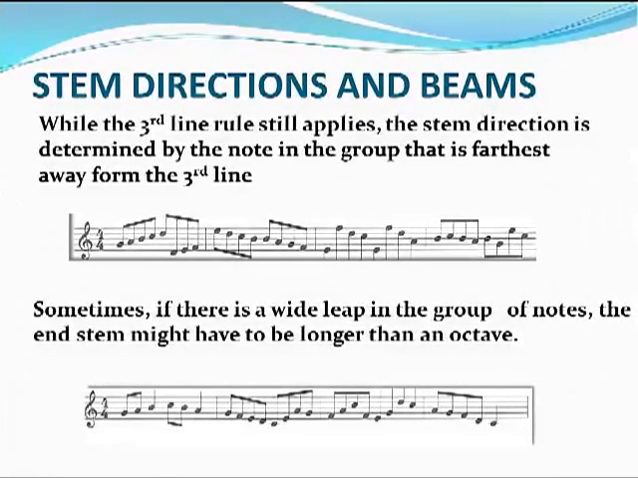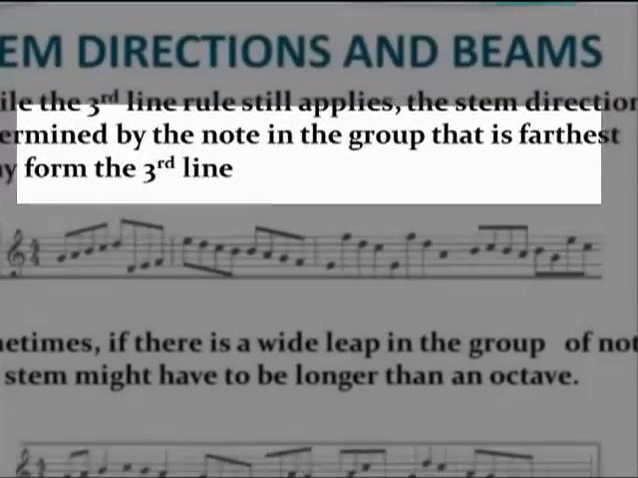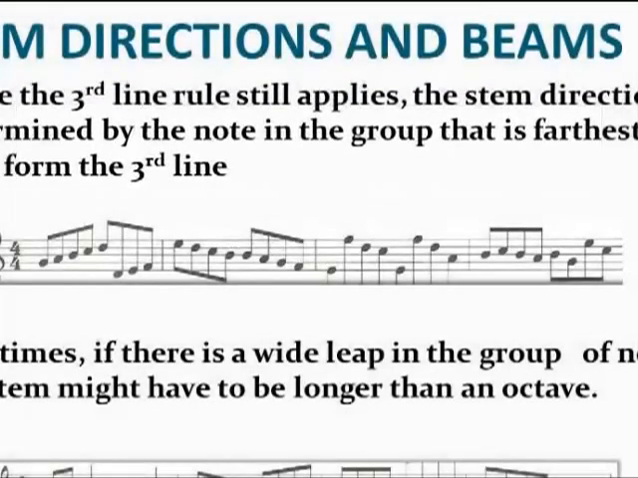I've added stem directions and beams in this module because this is something that you already know, and it's important and simple for us to review. While the third line rule still applies, the stem direction is determined by the note in the group that's furthest away from the third line. That's going to determine the direction of those stems.